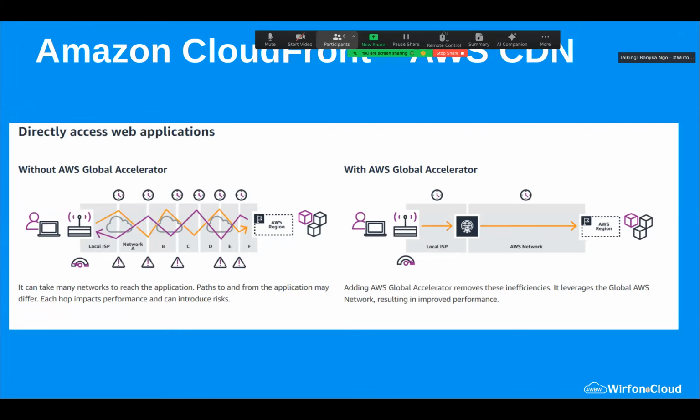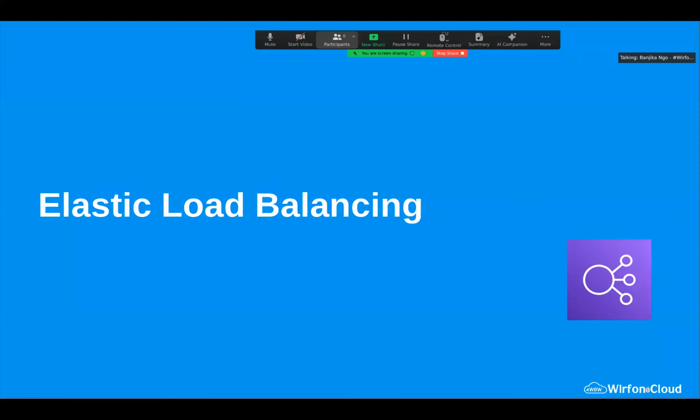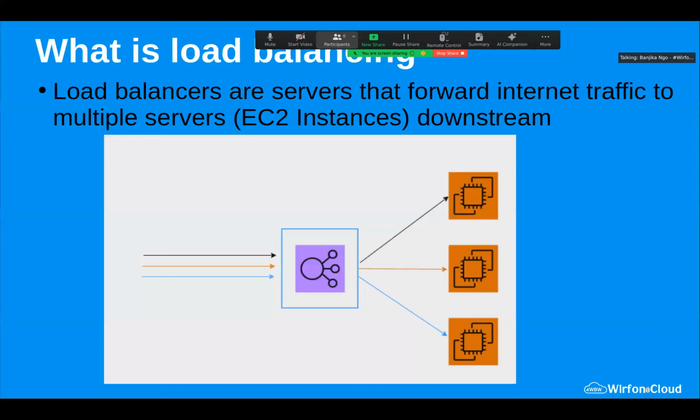So that's CloudFront and CDN, but you can't talk about networking. The last service for today is the Elastic Load Balancer, briefly. Load balancers are just servers that forward internet traffic to multiple servers downstream. Think of these different colors as different users, user 1, user 2, user 3. They make requests to a load balancer. The load balancer distributes that traffic to different instances, accepting requests and forwarding them to different instances downstream, as you can see here.